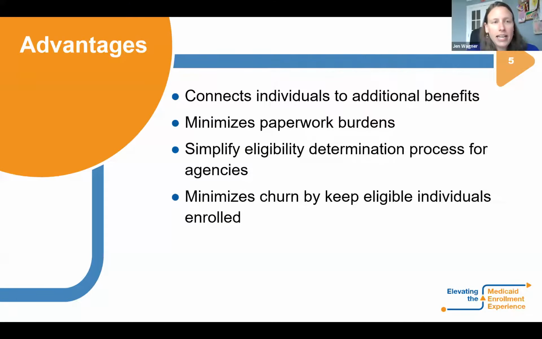And finally, these linkages can be taken advantage of both at an application as well as at a renewal. So when a program is looking to see if somebody continues to be eligible, they can leverage enrollment in another program in order to renew. And this is another huge simplification for both the client and the agency. And it can really minimize churn by keeping individuals enrolled.